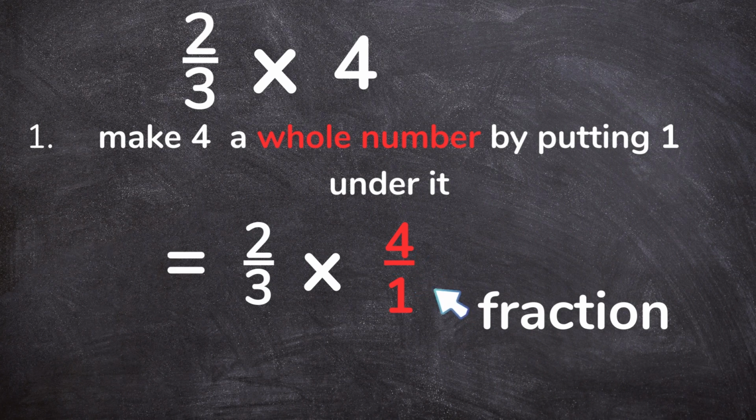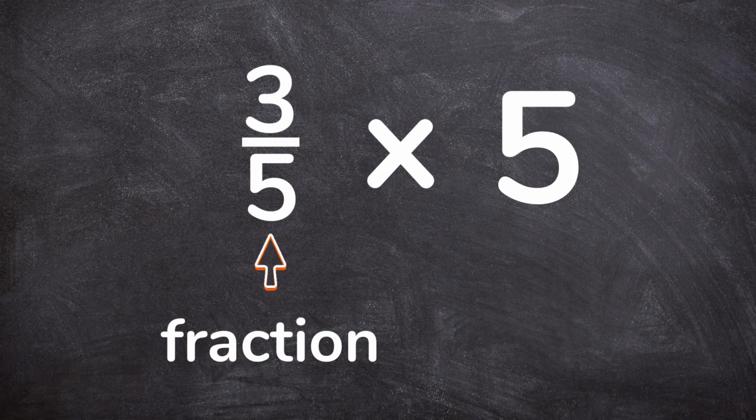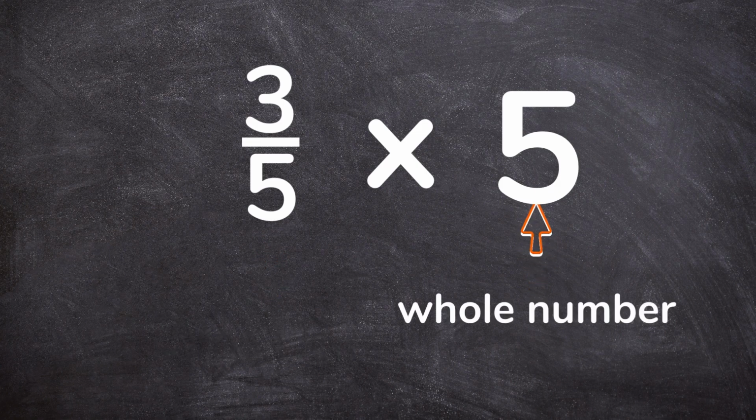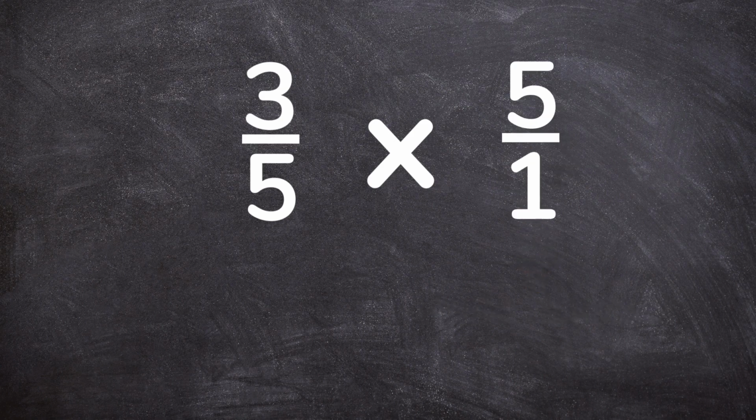So in our case, we have 3/5, it's a fraction, times 5. 5 is the whole number, so we want to change that 5 and make it a fraction. So we just put a line under 5 and put 1 under it. So now it becomes a fraction. So now we end up with 3/5 times 5/1.